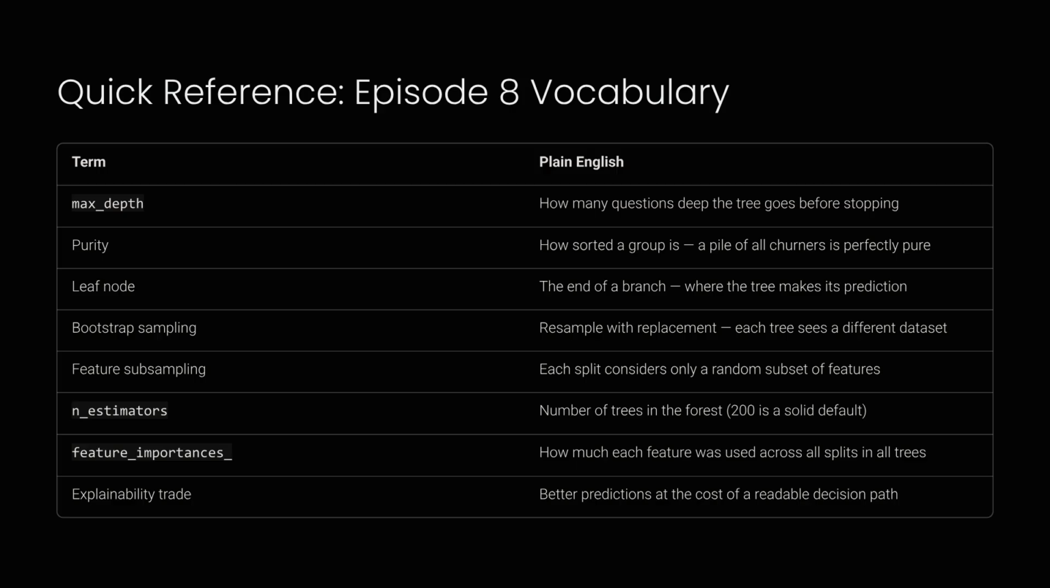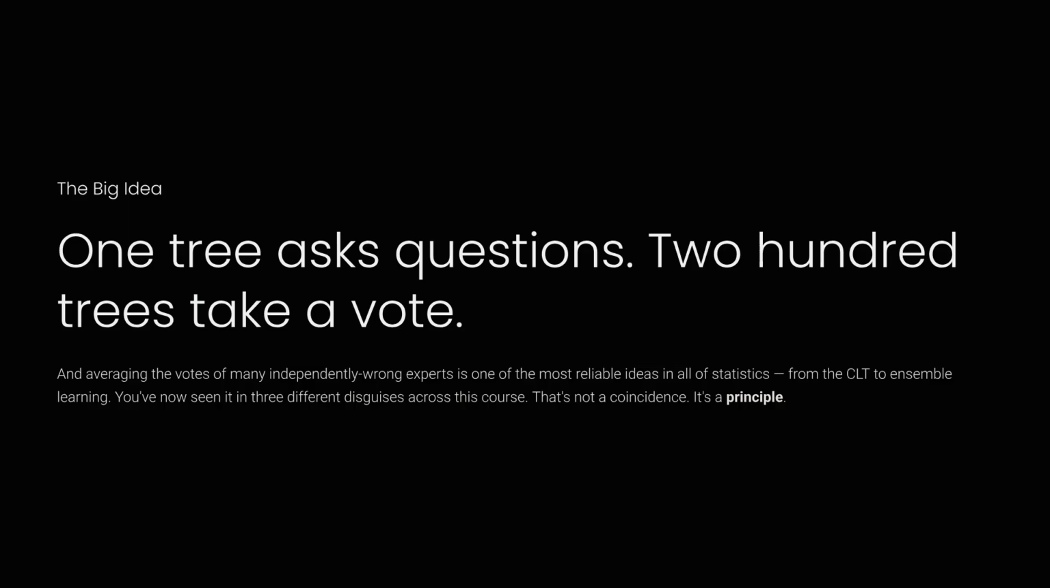Keep this vocabulary table as a quick reference for the terms we've used, from tree depth and leaf nodes to bootstrap sampling and feature importance. Understanding these concepts is fundamental to mastering tree-based models. Remember the big idea. One tree asks questions, but 200 trees take a vote. Averaging those independent experts is a powerful principle that helps cancel out individual errors. It's a pattern you've seen throughout this course, and it works.